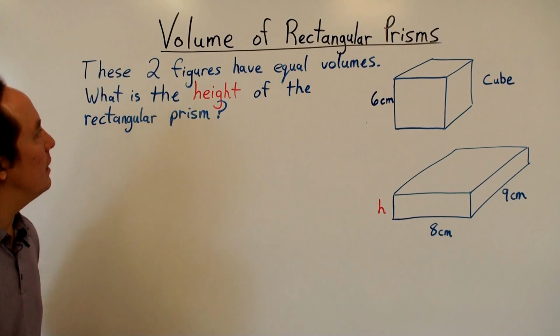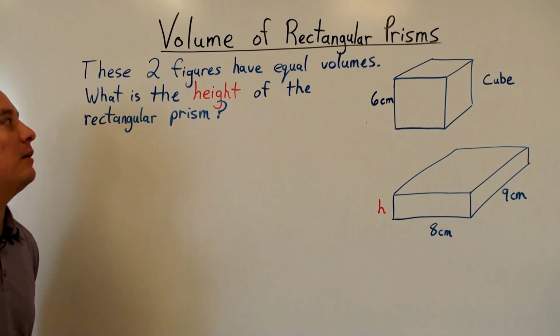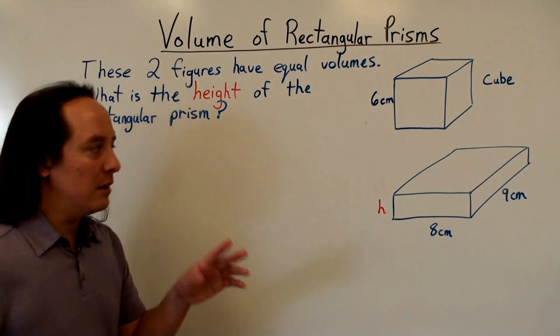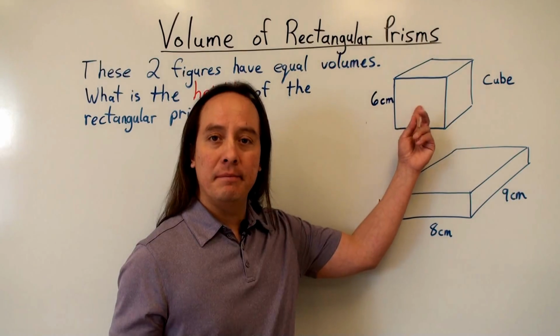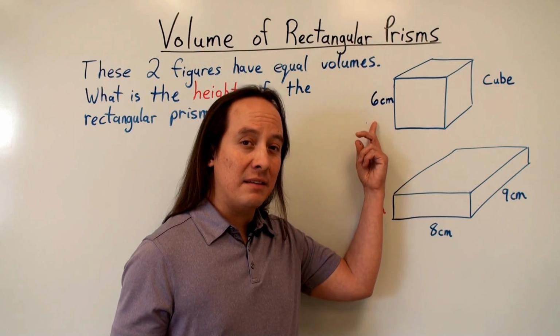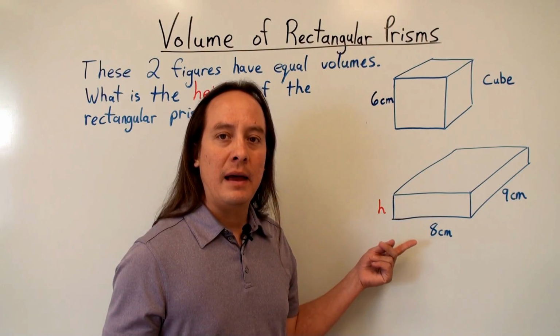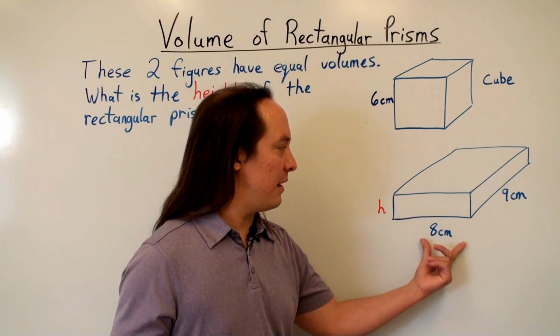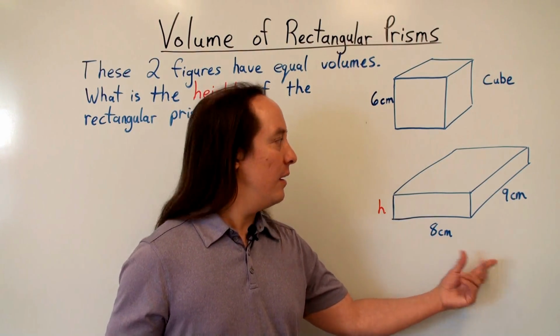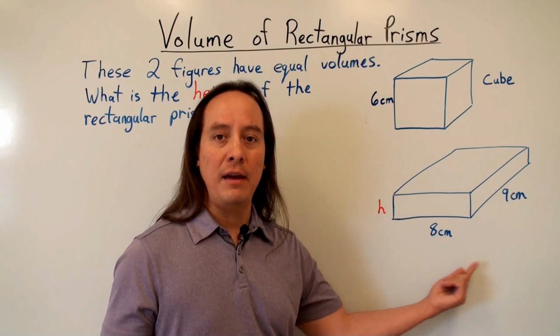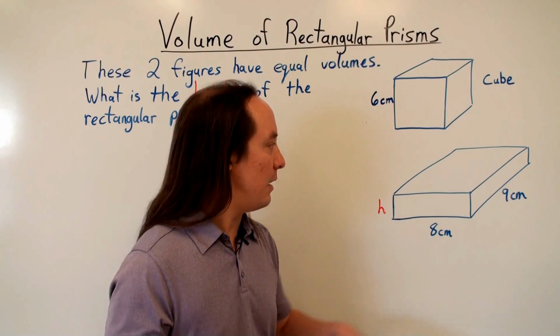So the question says these two figures have equal volumes. So let's take a look at the figures. We have a cube that has a height of 6 centimeters, and then we have a rectangular prism that has two dimensions, the length and maybe the width, a length of 8 and a width of 8 centimeters or 9 centimeters.